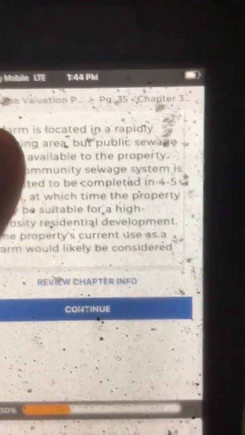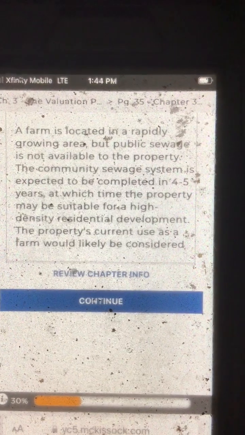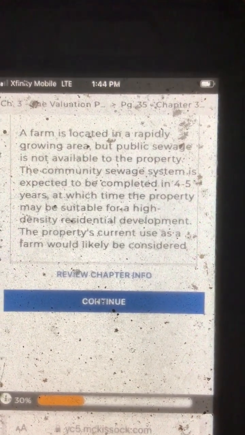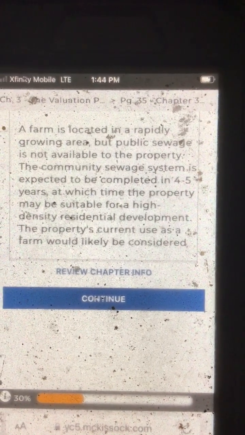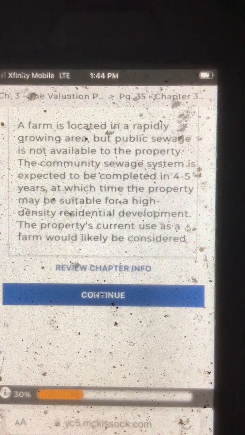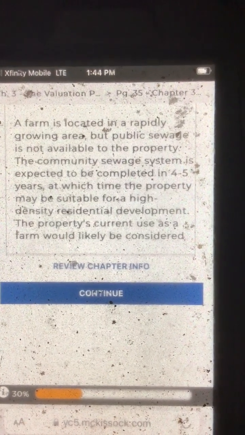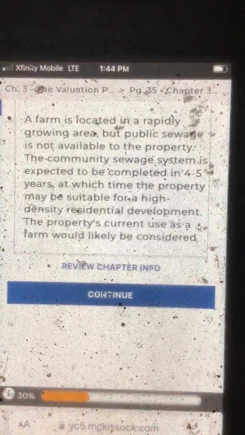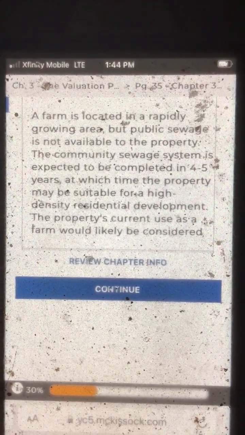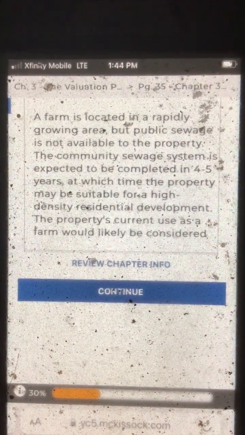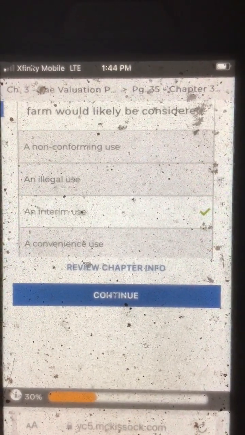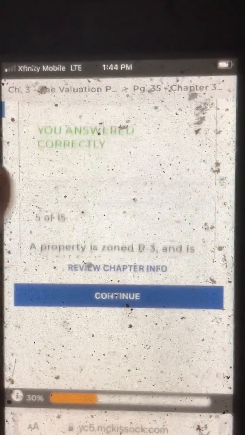Number four, a farm is located in a rapidly growing area. But public sewage is not available to the property. The community sewage system is expected to be completed in 4 to 5 years, at which time the property may be suitable for a high-density residential development. The property's use as a farm would likely be considered, you said, an interim use, and that was correct.